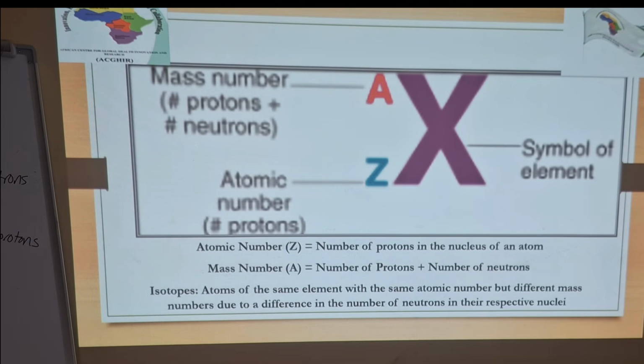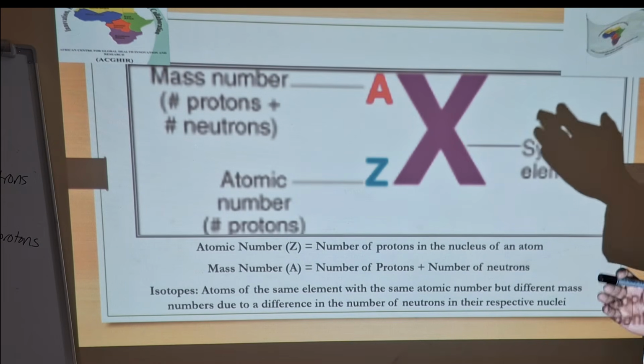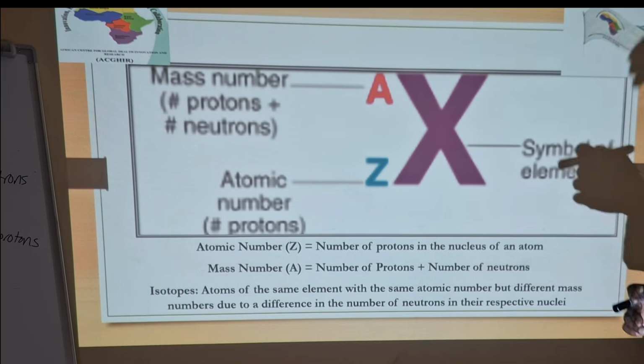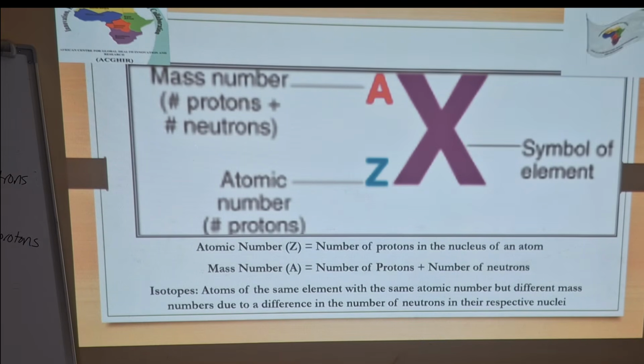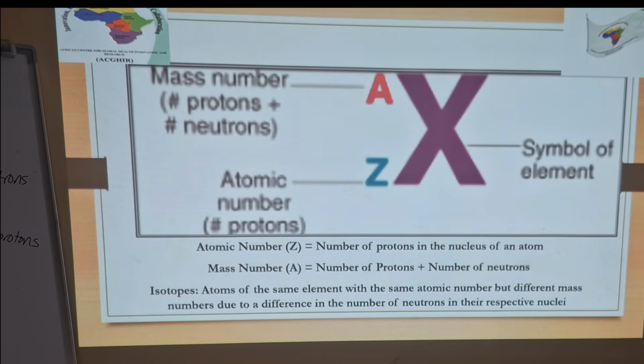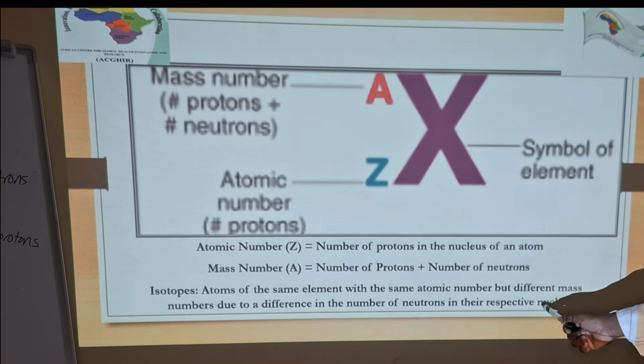We also have another phenomenon which is very important in chemistry: isotopes. Isotopes are atoms of the same element with the same atomic number but different mass numbers, due to a difference in the number of neutrons in their respective nuclei. Nuclei is the plural of nucleus. When it is one, it is called a nucleus. When there are many, they become nuclei.